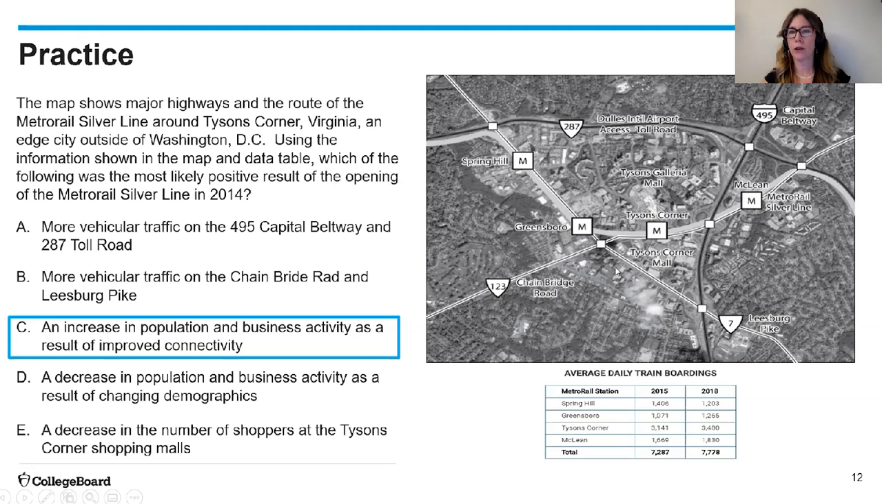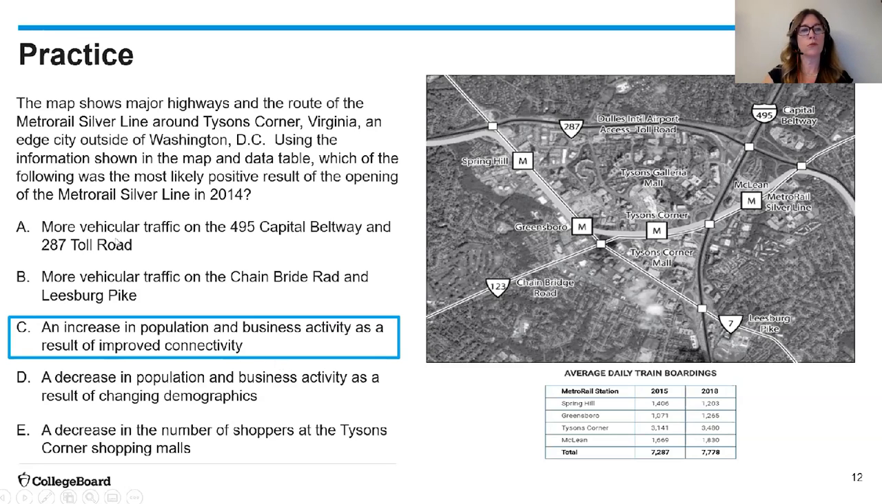So we're going to come over here and look at this map. We see the Metrorail line, the Silver Line, and it's coming right around Tysons Corner. And then let's look here at the Metrorail station, 2015, 2018. Can you see that the Metrorail usage has gone up? Has it gone down? Well, it looks like in Tysons Corner, it's gone up.